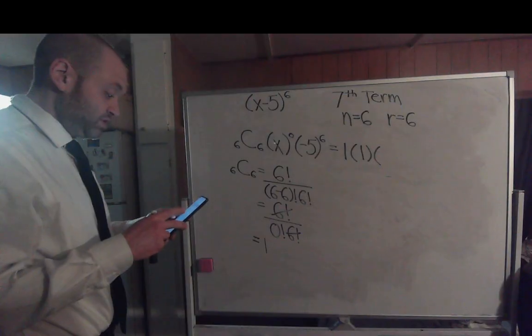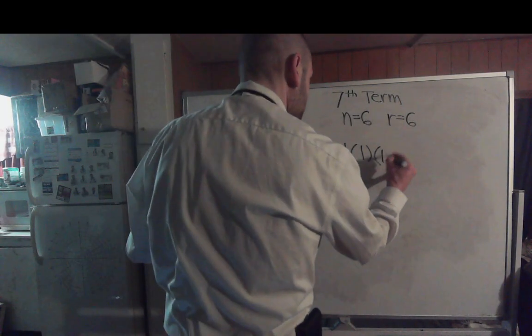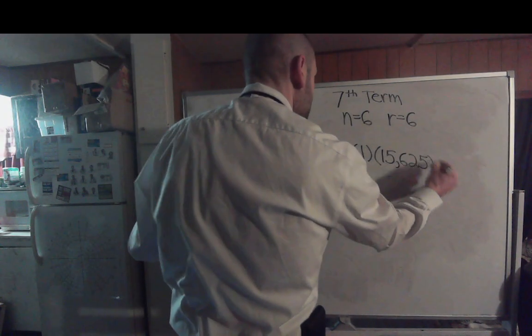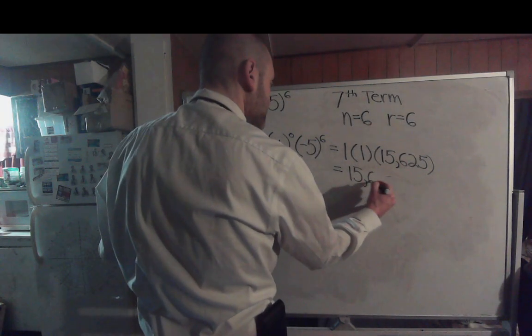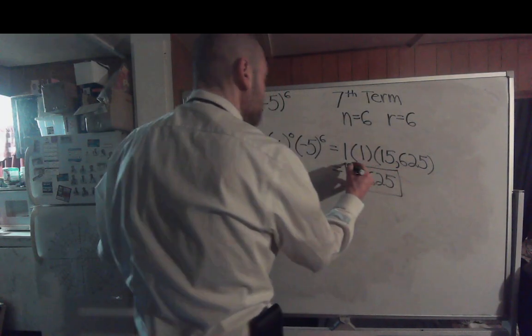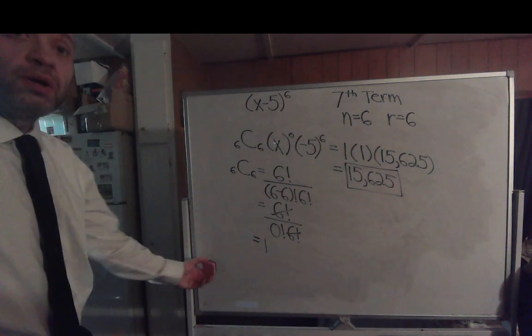That's all we got to do. So you're actually going to get a constant answer. It's going to be 15,625. So your 7th term would just be 15,625. You'll get a constant term for that. I got 2 more, then we're done with the lesson.